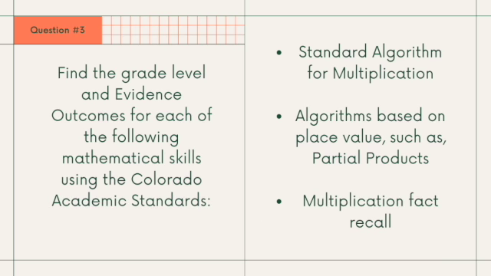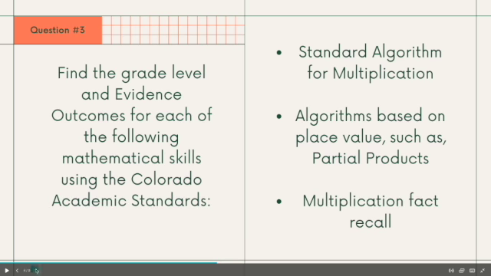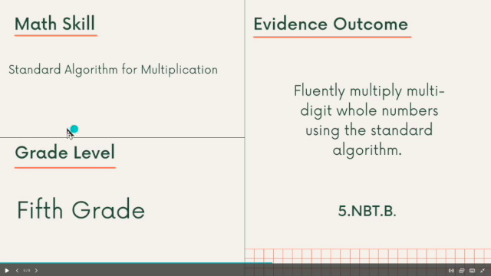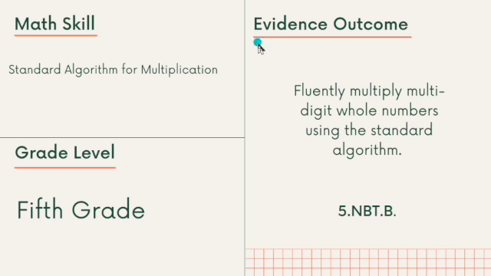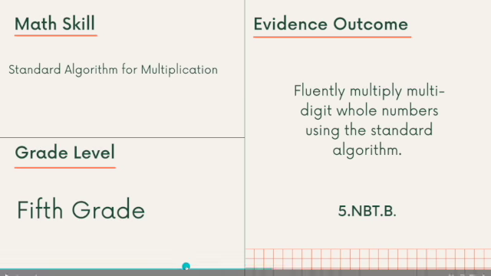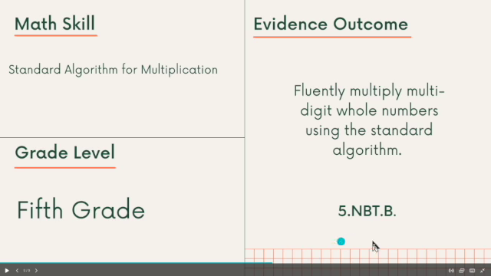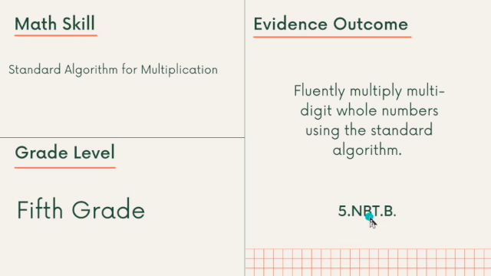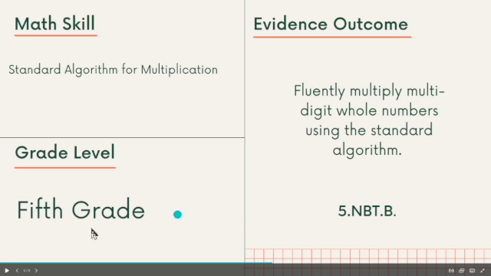So to start off, we have standard algorithm for multiplication. The evidence outcome of this skill is that students should be able to fluently multiply multi-digit whole numbers using the standard algorithm by 5th grade. Here is the standard; the code is 5, number base 10, and this is B.